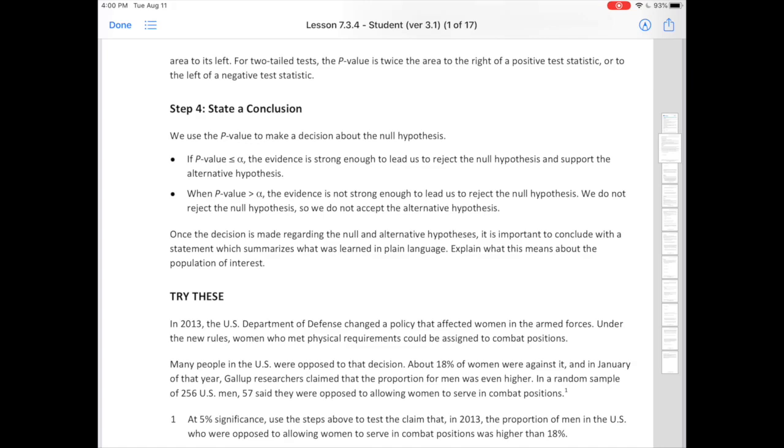Once the decision is made regarding the null and alternative hypothesis, it is important to conclude with a statement which summarizes what was learned in plain English. Explain what this means about the population of interest. So again, we're never okay with you writing as a final answer, we reject the null and support the alternative, or something like that. You need to say it with respect to the problem, in the context of the situation, using plain English as if you were explaining it to your mom or something like that.